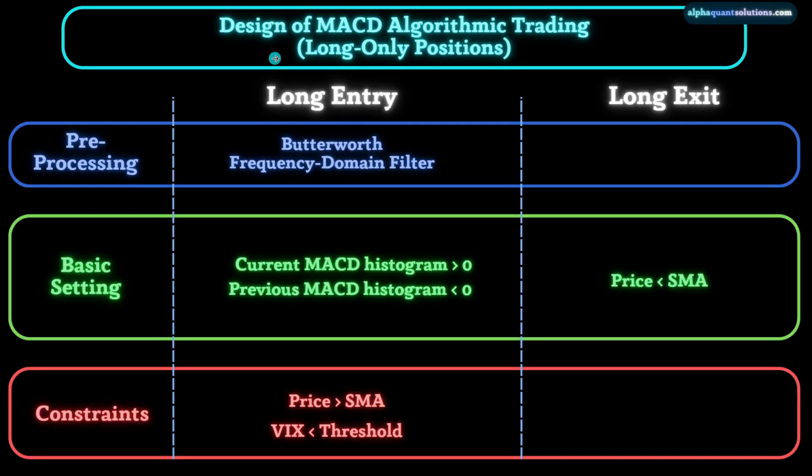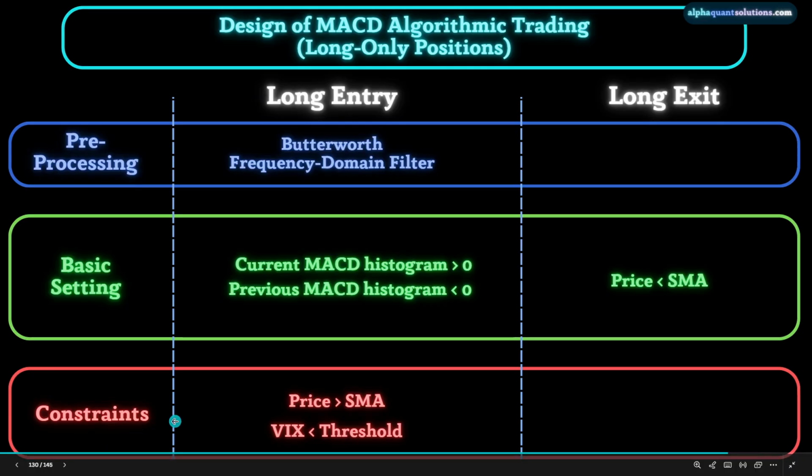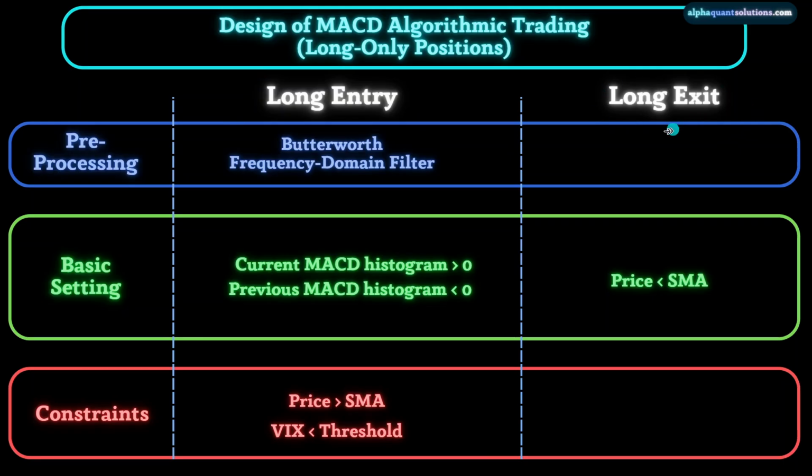We share now the conceptual blueprint of our Moving Average Convergence Divergence, or MACD, algorithmic trading strategy, which is designed specifically for long-only positions. So it has three steps: a pre-processing step, the basic settings of the algorithm, and then finally the constraints. And we identify the long entry logic and the long exit logic. So let's start with the most simple one, in this case, the long exit. It means that we will close the trade once the unfiltered price goes below a specific SMA.